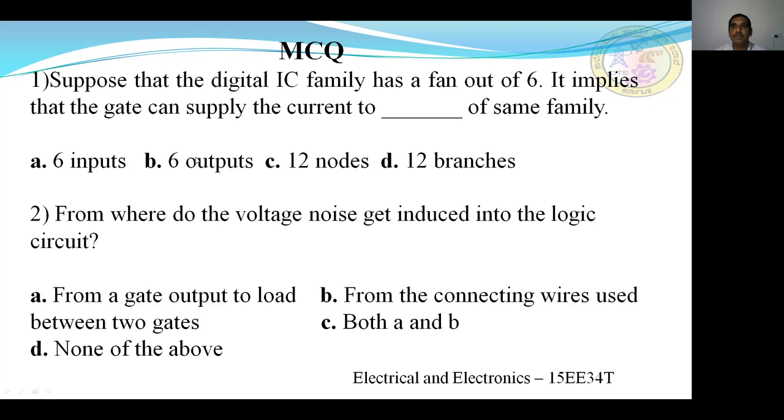So fan out of 6. So fan out 6, what should come to your mind? So it is the output of a particular gate which can able to handle the other gates, because that output we are given it as input to some other gates. It is the option A, 6 inputs.